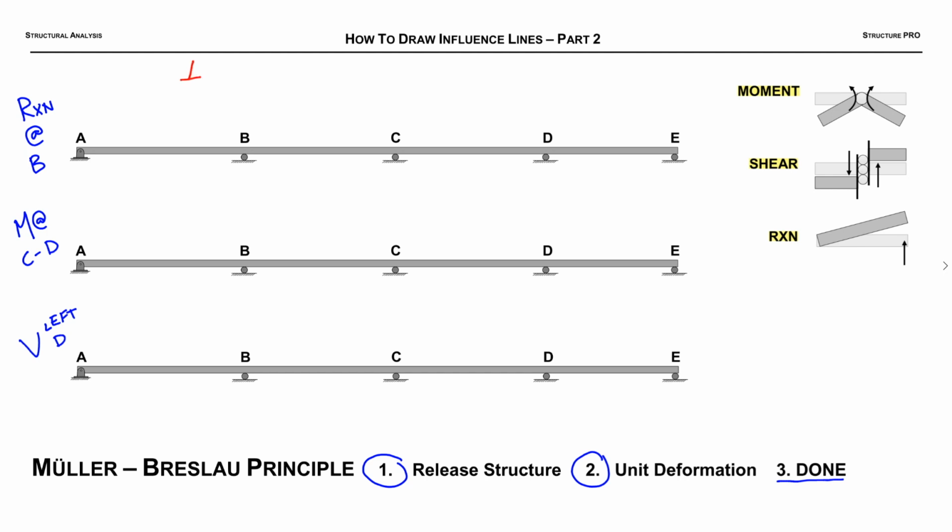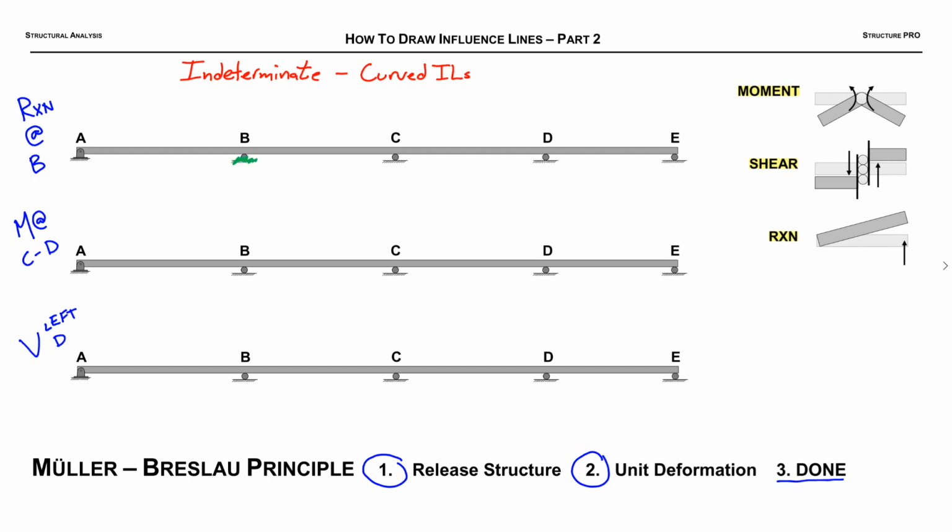So we hinted at this before, but the determinacy will affect whether we have curved or straight line segments. This beam here is a continuous beam. It's indeterminate, so we're going to have curved influence lines. So first step, let's do it for the reaction at B.